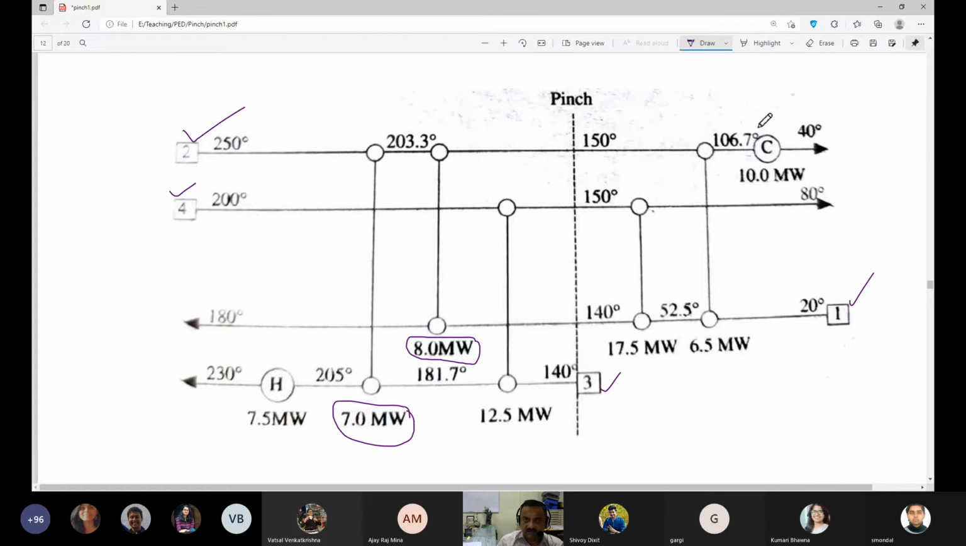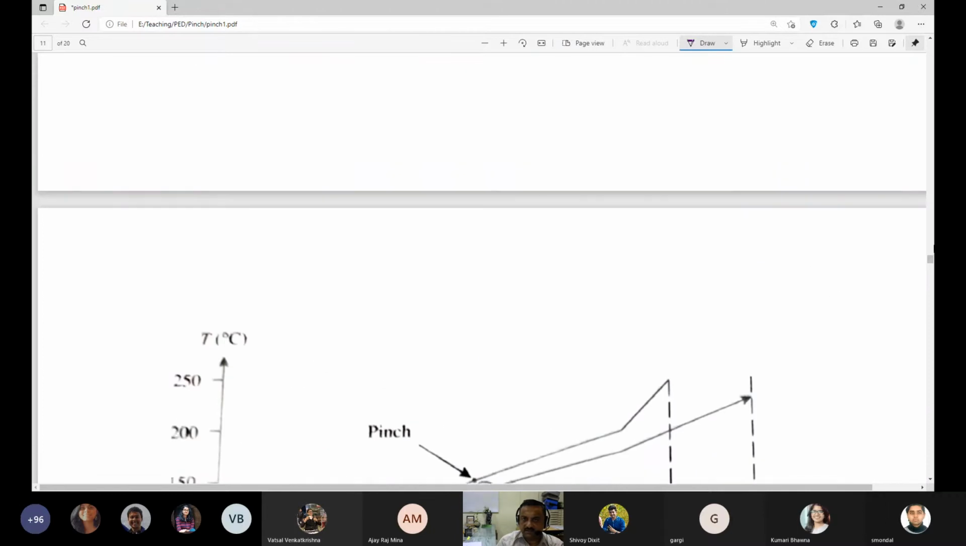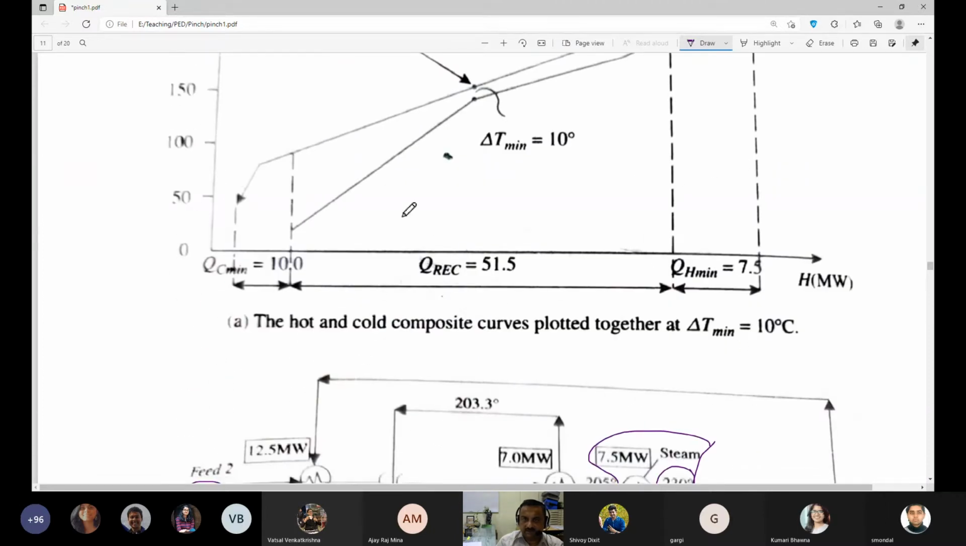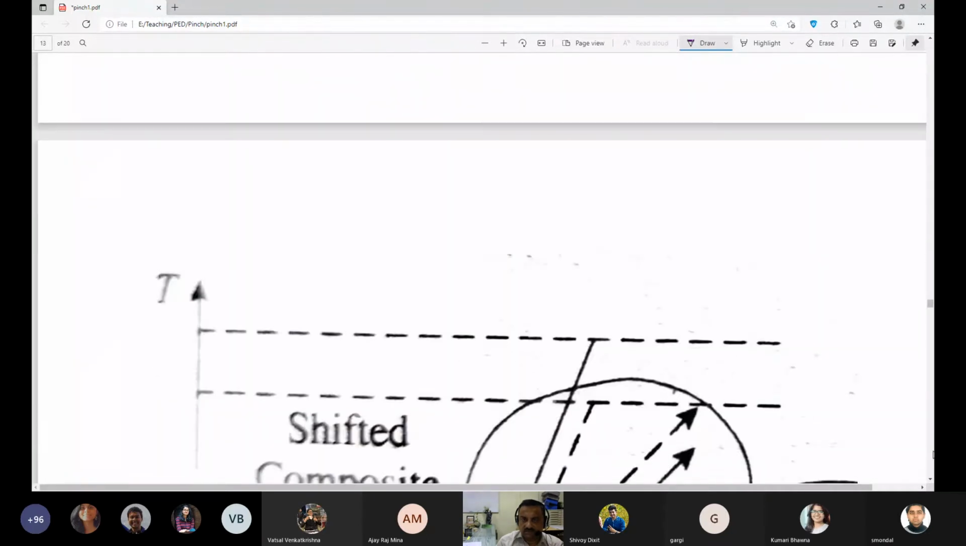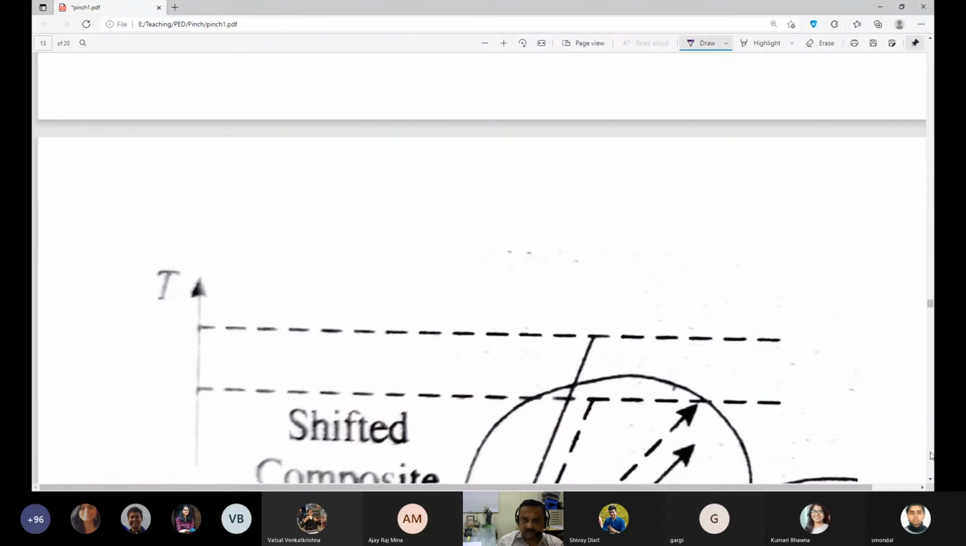And here once again you can see the cooling water requirement and steam requirement. These are given as 7.5 and 10.0. So all these are consistent. What I'm saying is this is the master curve, the hot and cold composite curve. You have chosen a delta T min; you could have made it 20 degrees, and all these values would change. So this is how it is going to look.